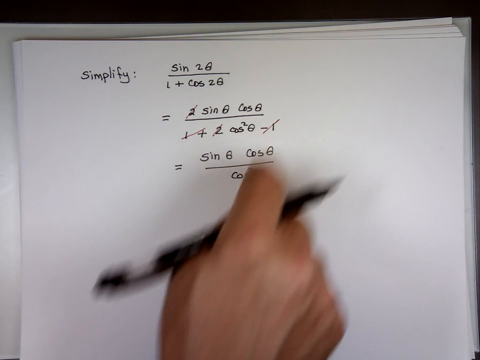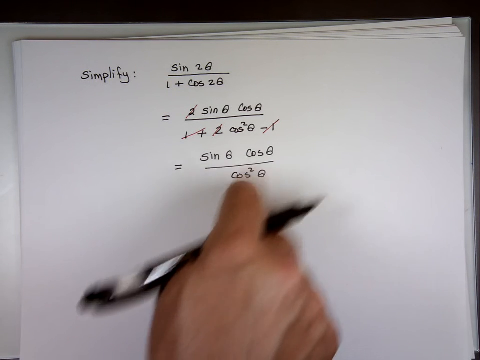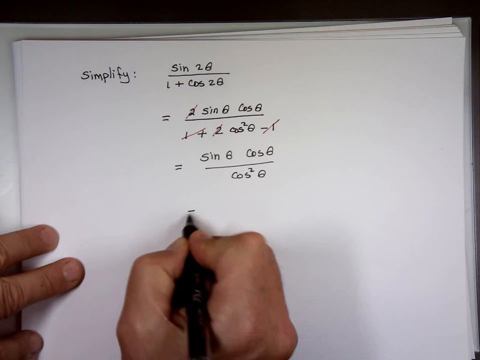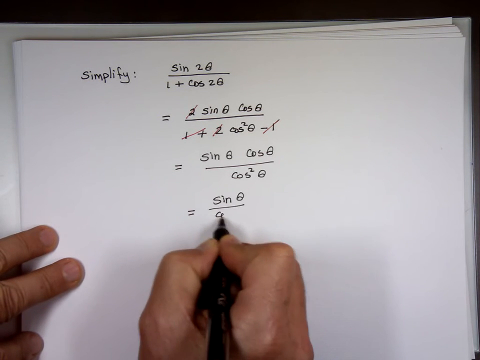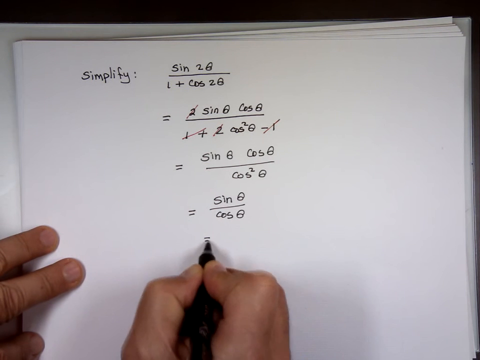Can we cancel one of the cosines? You got 2 on the bottom, 1 on the top. That leaves me with what? Sine theta over cosine theta. And what is that equal to? Tangent theta.